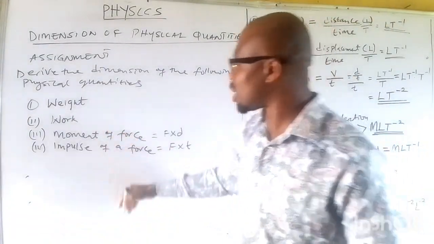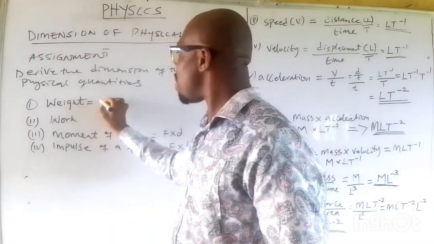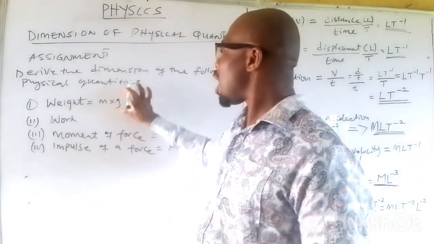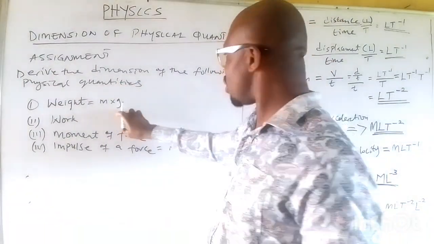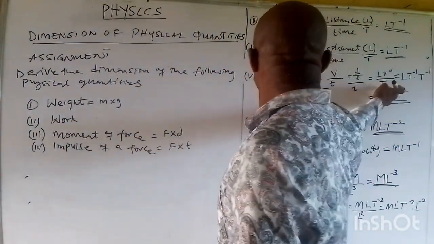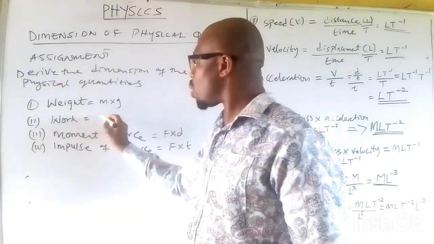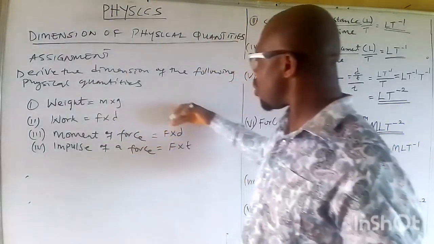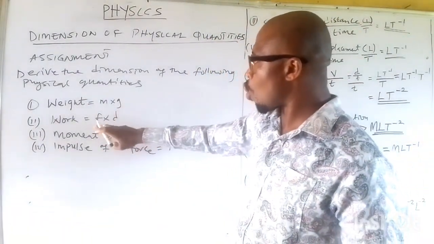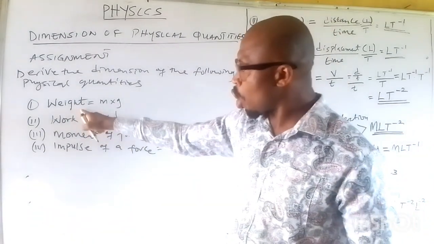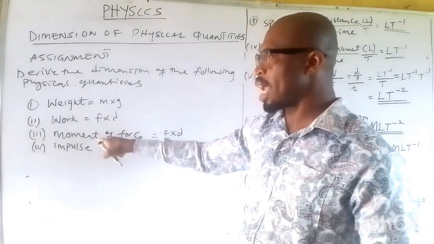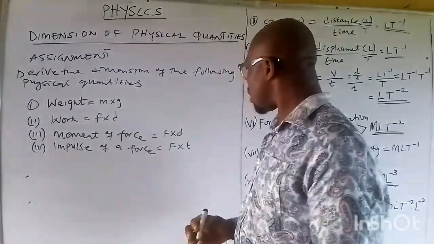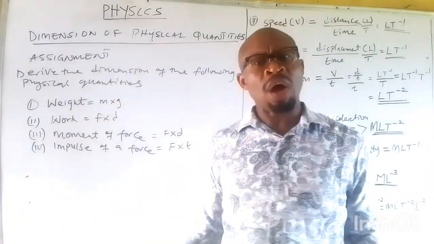So, help me, you can always get this one. Wait, I think I've given this one. Let me still give this one. Weight is mass times acceleration due to gravity. So g is something like a. So you can use what you have on our acceleration. Use it here. While work is force times distance also. Now, by the time you get the dimension for work, you will agree with me that work and the moment of force have the same SI unit, and at the same time they have the same dimension.